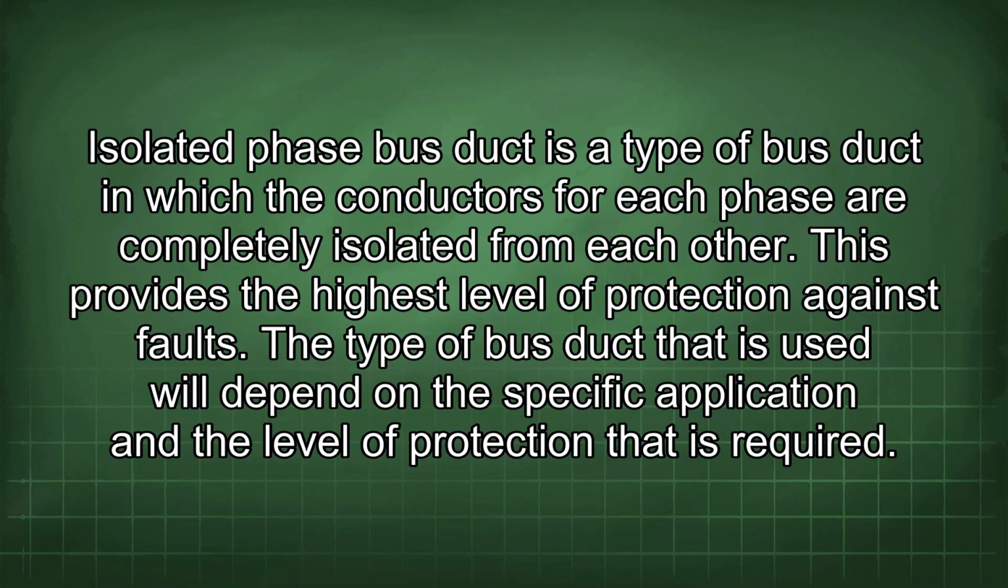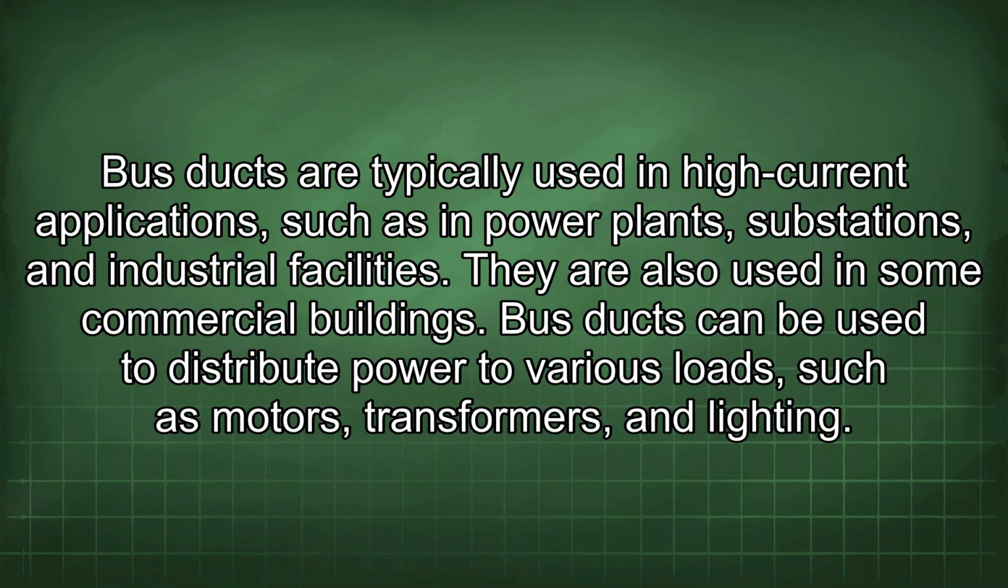The type of bus duct that is used will depend on the specific application and the level of protection that is required. Bus ducts are typically used in high current applications such as in power plants, substations, and industrial facilities. They are also used in some commercial buildings. Bus ducts can be used to distribute power to various loads such as motors, transformers, and lighting.